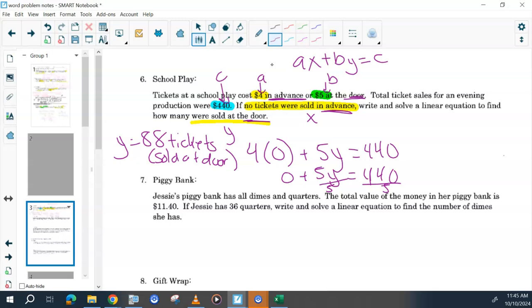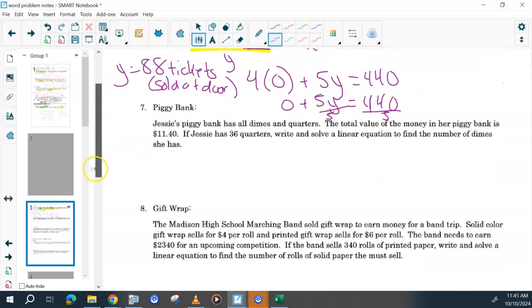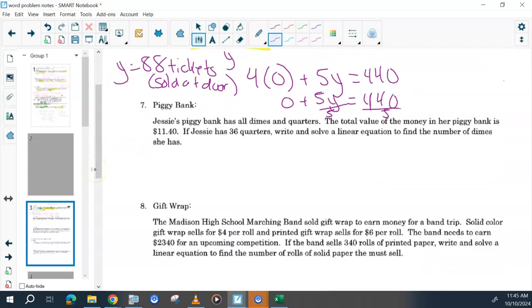Okay, now this next one, there's some information they don't give you because it's expected you know some of this information. So let's read through it first. Jessie's piggy bank has all dimes and quarters. The total value of the money in her piggy bank is $11.40. If Jessie has 36 quarters, write and solve a linear equation to find the number of dimes she has.